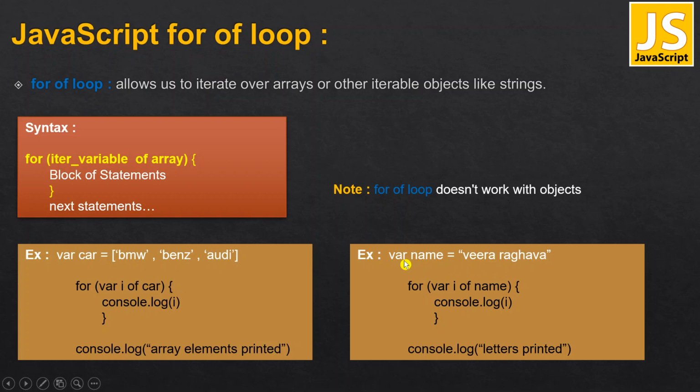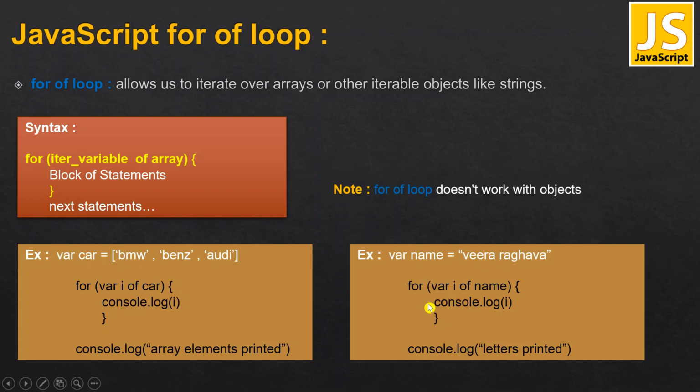And the same mechanism will be implemented for strings also. For example, take var name is equal to Veera Raghava, like that, and it is a string, right? So if you want to loop through this string, the same mechanism will be implemented: for var i of name. Okay, name means this one. So it will go to the string, see the string is there, then take the first letter, that is V, and place that V inside the i variable.